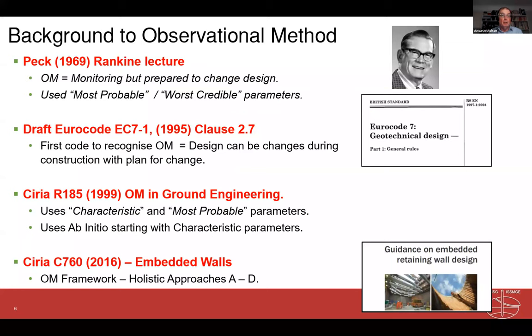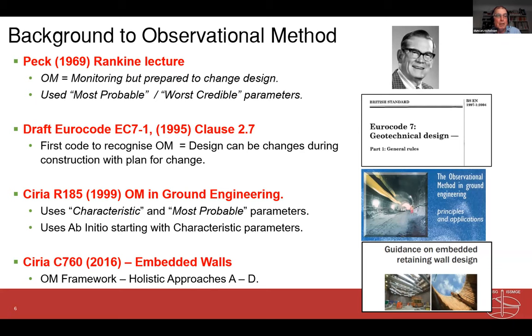So, background to the observational method, I mentioned Peck's Rankine lecture. Most probable and worst credible are the starting points. Eurocode was the first code to recognize OM, design changes during construction, but there's very little really written on it. The CIRIA guide used characteristic parameters as a basis because design is changing between Peck's date and the 30 years up to the CIRIA guide. So we're having to change the setting for the observational method. And in 760, we've got this holistic approach, and we find that most jobs start with characteristic parameters now and then evolve as change goes on.